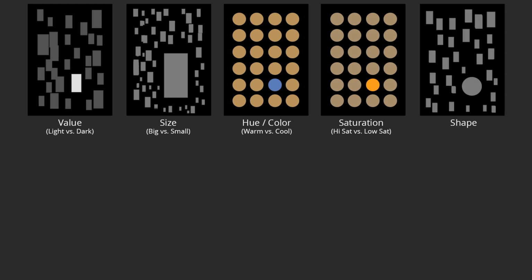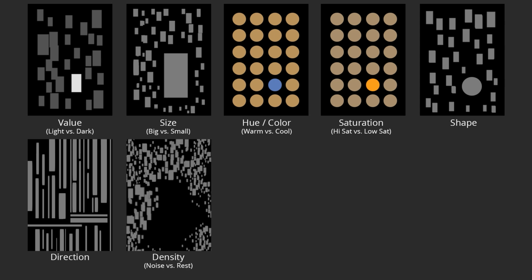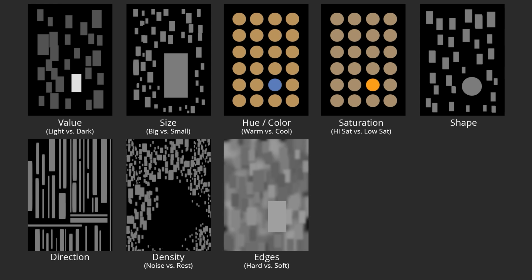Next we have shape contrast. If you have one shape that's different from all the rest, it'll stand out. Then we have direction contrast, and this refers to the direction of our brush strokes or mark making. Then we've got contrast in density, which is noise versus areas of rest. Then we've got contrast in the edges of our mark making, so hard edges versus softer edges. Again, hard edges tend to draw our eye a little bit more, especially if they're surrounded by softer edges.